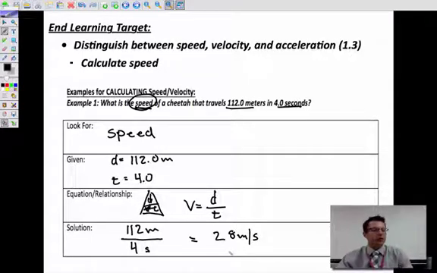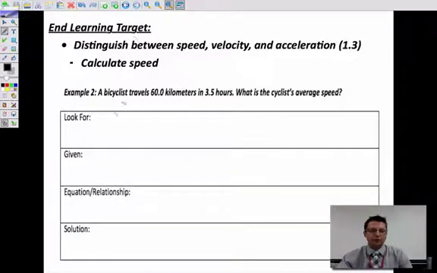I'm going to go back and make sure I have everything I need. I have my equation, check. I have my work, check. And I have my units, check. I'm good to go for this problem. Let's do another one together.